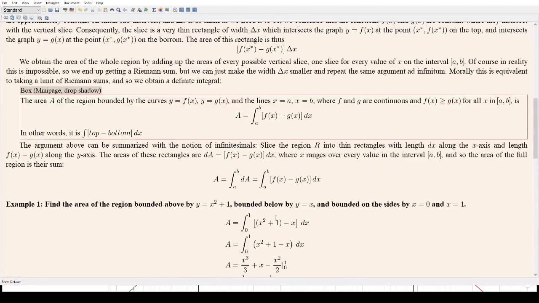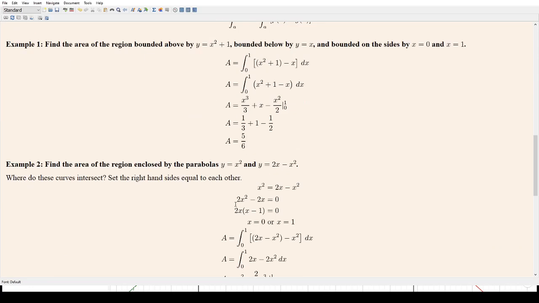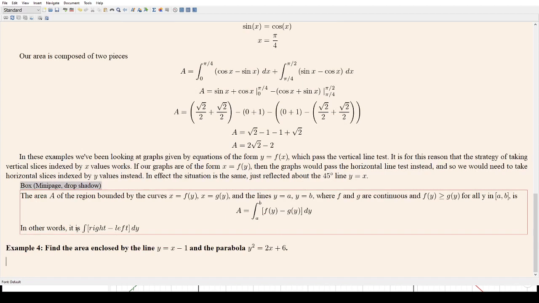So, whereas in this situation, it's integral top minus bottom, if we've been given x equals a function of y, then everything is right minus left instead, right? Same situation, just reflected a bit. So right minus left, that's really all you need to remember about this.